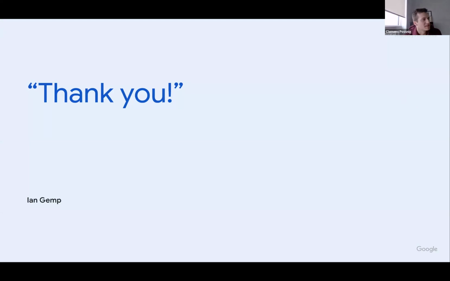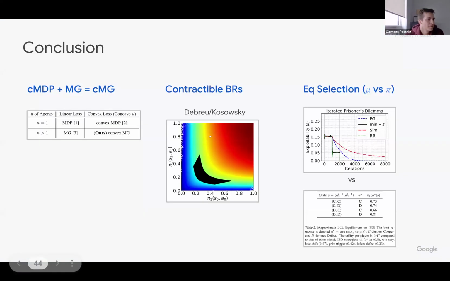I have a question actually. Just based on the last thing you said about upper hemi-continuity of best responses, I was wondering if you have sufficient conditions for the pair of functions such that you get contractible best responses. What would those be?